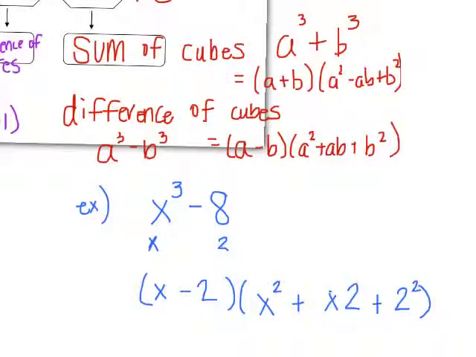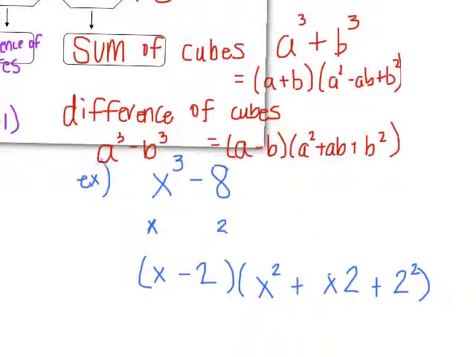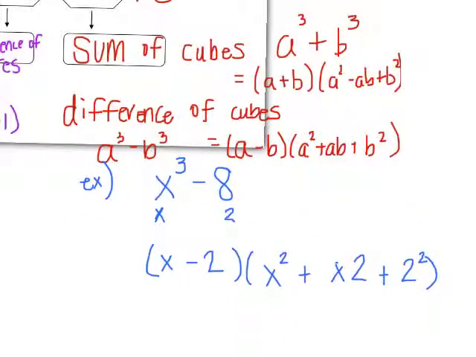Okay, and then let's just write it a little bit prettier. So x minus 2, x squared plus 2x plus 4. Okay, and if you are wondering about this trinomial, this thing will never be factorable. So once you do this, you're always going to be done, which is kind of interesting.